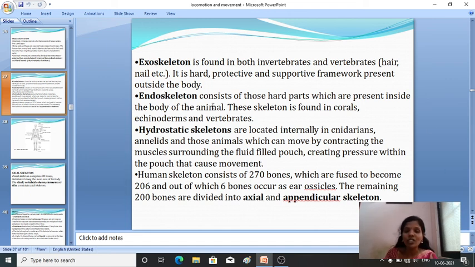As for the function of the exoskeleton, it will be hard, it will give protection to the body, and it gives a supportive framework which is present outside the body.